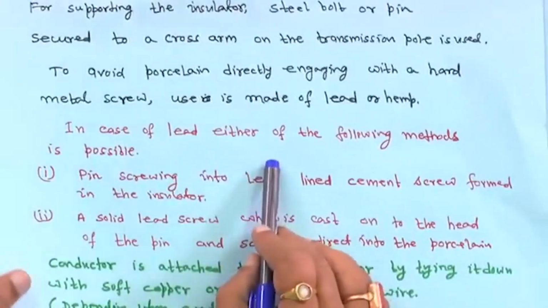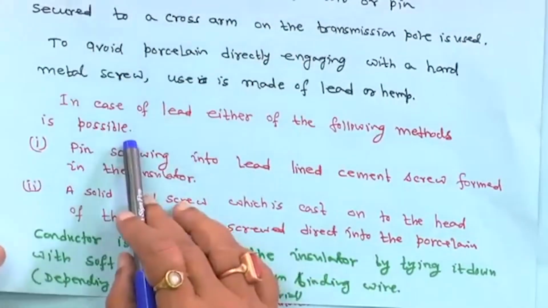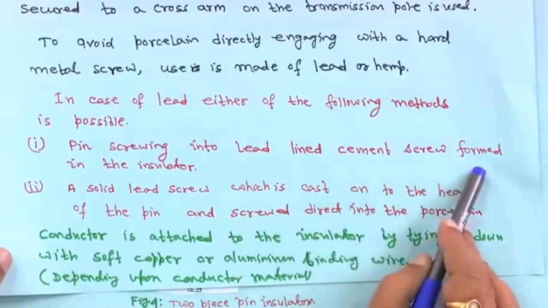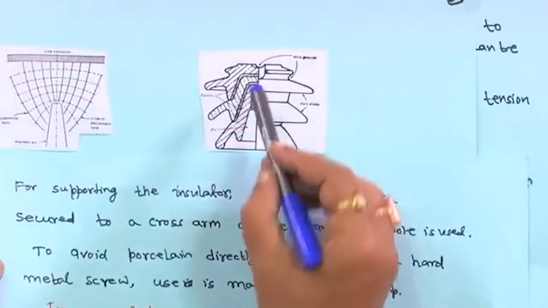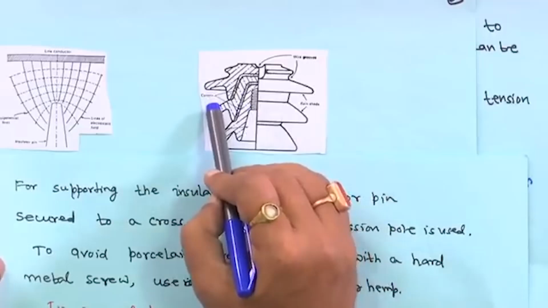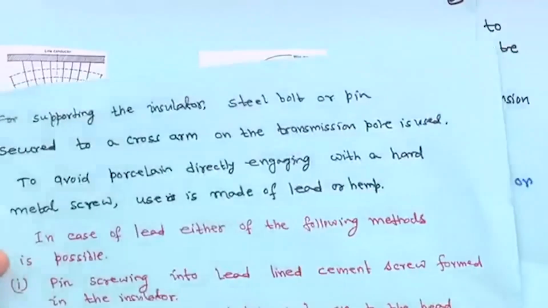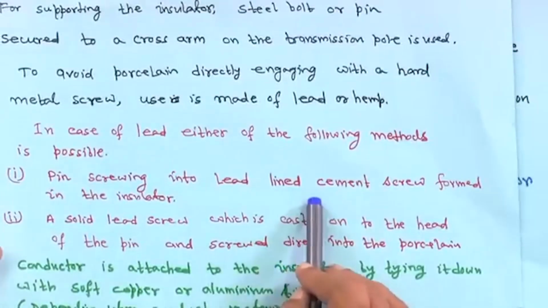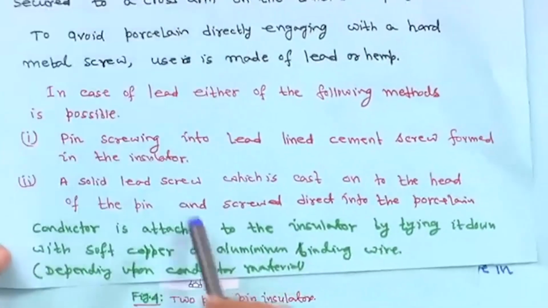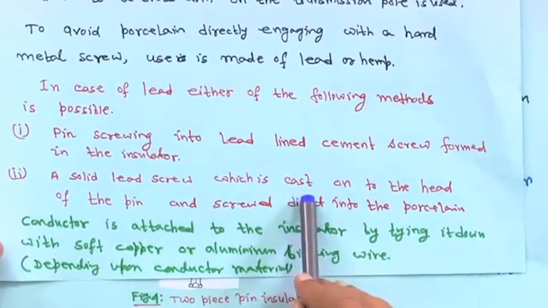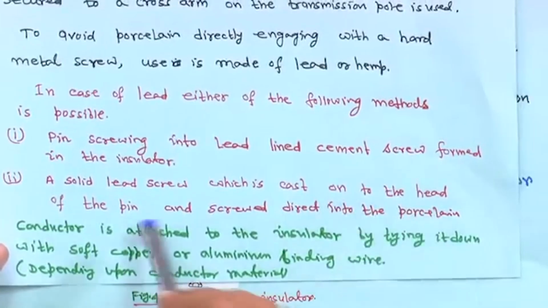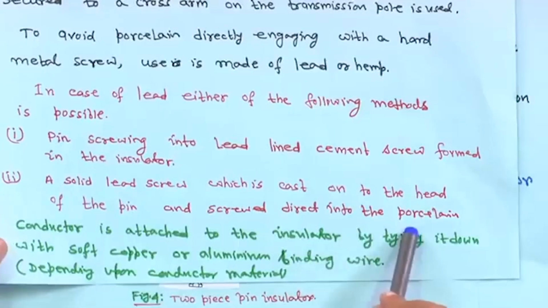In case of lead, either of the following methods is possible. One is a pin screwing into a lead lined cement screw formed in the insulator. That is why it is cemented, here it is shown cement, and this is the pin. Second, another method is a solid lead screw which is cast on the head of the pin and secured direct into the porcelain.